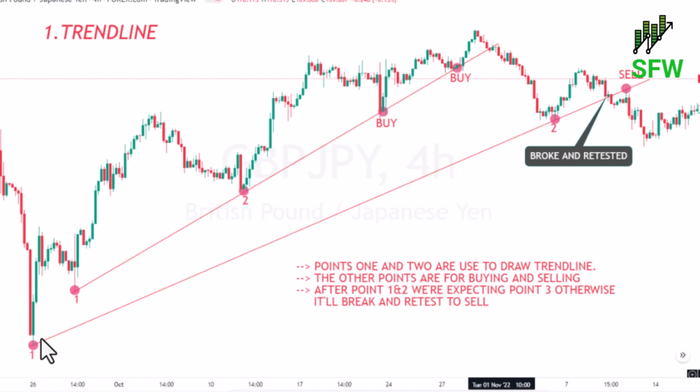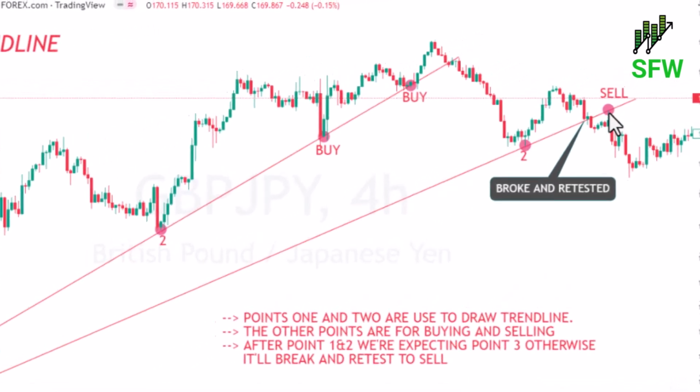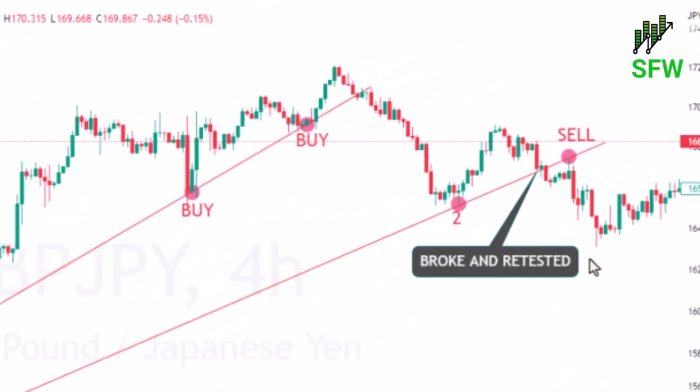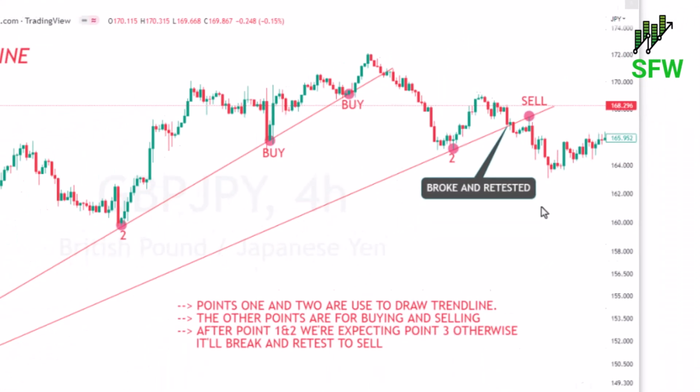Like for example, in this scenario, we establish our first point, second point. We're expecting the third touch in order to get an entry opportunity. Otherwise, it breaks to the downside. And immediately it breaks to the downside, you wait for the retest. Right there, the retest. And then price continues to shoot all the way to the downside.